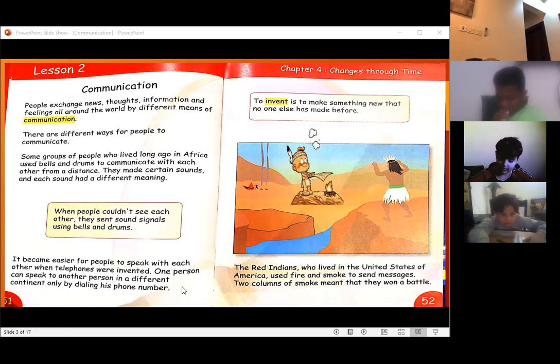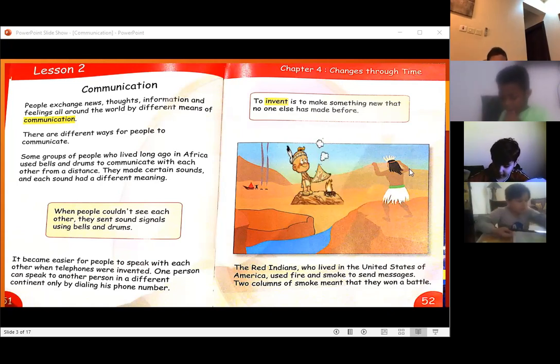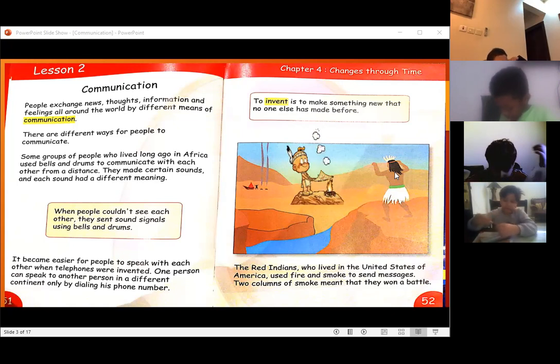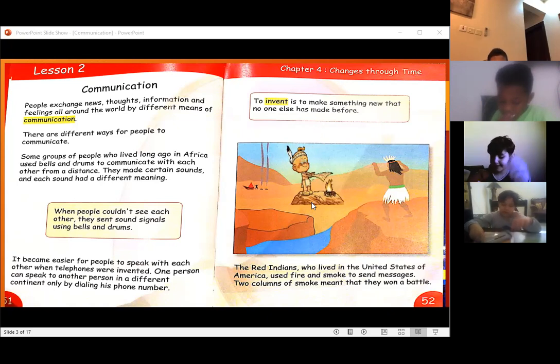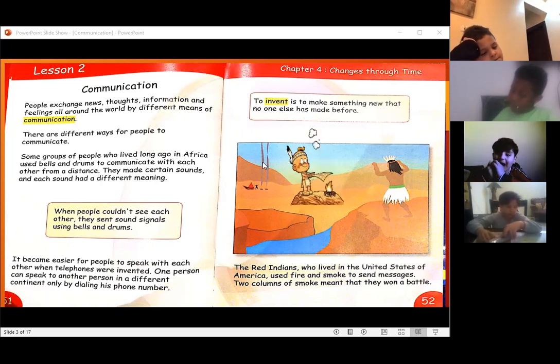So people used different techniques. As you see here in the picture, there is a boy, a Red Indian. The Red Indians who lived in the United States of America used fire and smoke to send messages. Two columns of smoke meant that they won a battle. So they used fire to give a signal to their far away colleagues. As you see here, there are two columns of smoke.